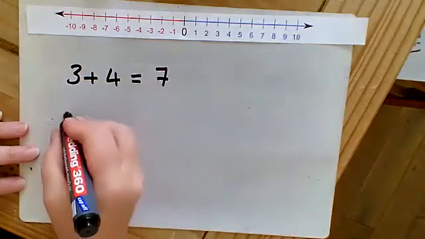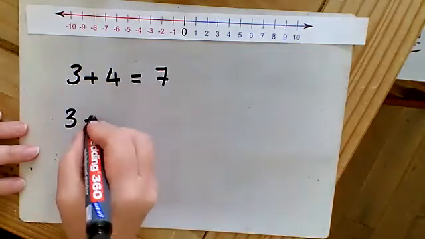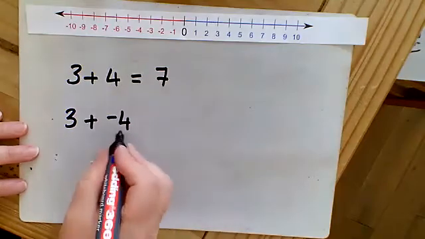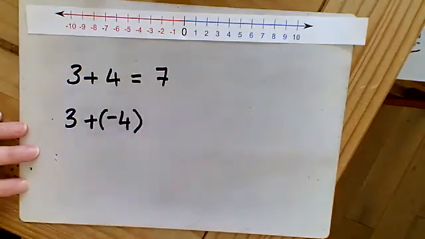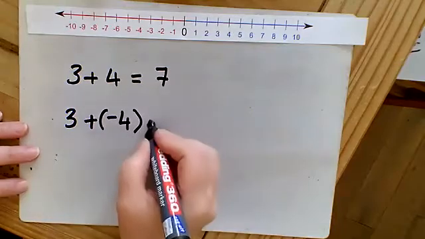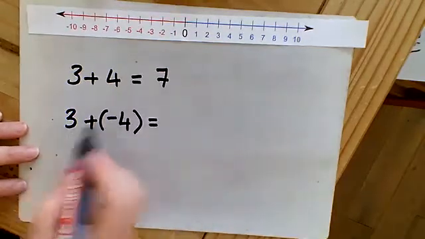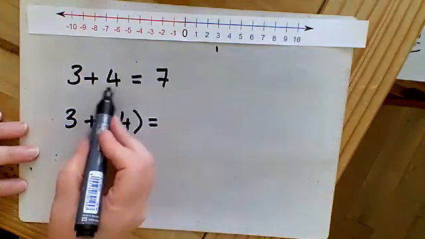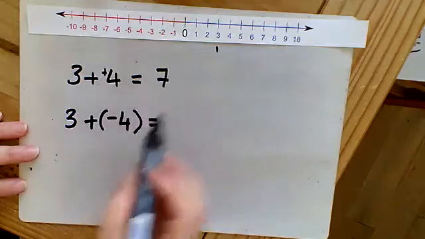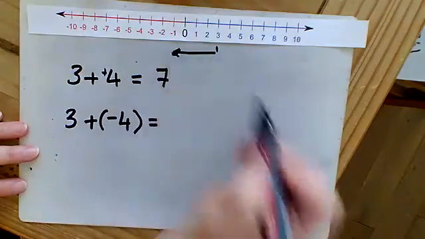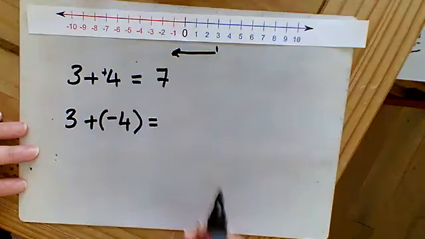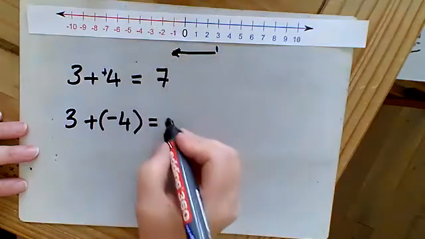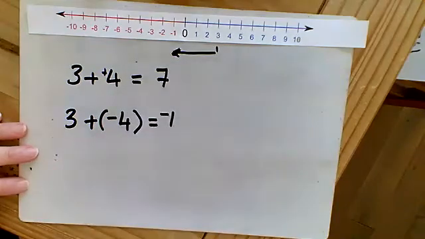Well, let's think what would happen if that plus 4 was actually plus a negative 4. So if I was adding a negative number, I'll just pop it in a bracket so that's clear it's the negative number there. I'm still starting at 3, but adding a negative, well, that's going to do the opposite of adding a positive. It's going to take me this way down the number line. So 4 jumps down the number line, 2, 1, 0, takes me to -1.